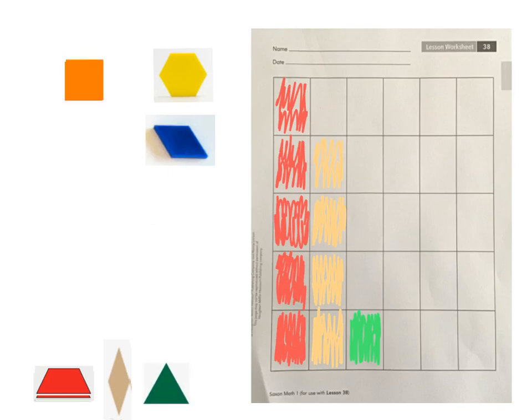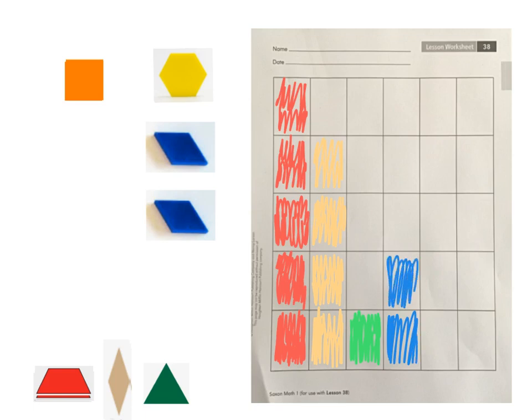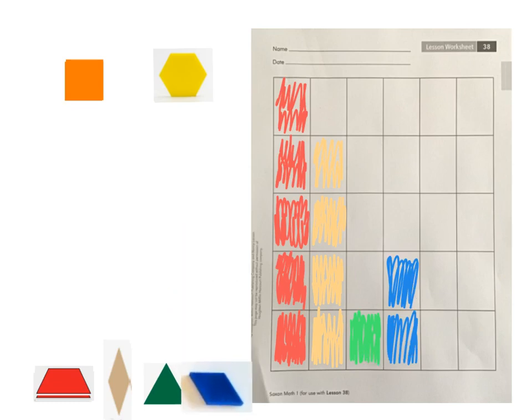All right, let's go to the blue diamonds. Let's see how many we have of those. Oh, it looks like we have 1, 2. So I am going to pick a blue. And I'm going to start in a new column, starting at the bottom. And I'm going to color in 2. All right, let's double check. 1, 2, and 1, 2. Now I'm going to slide these out of the way.